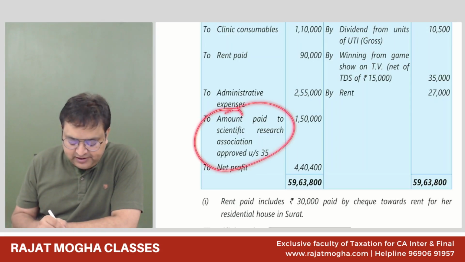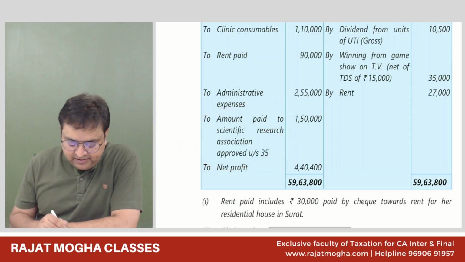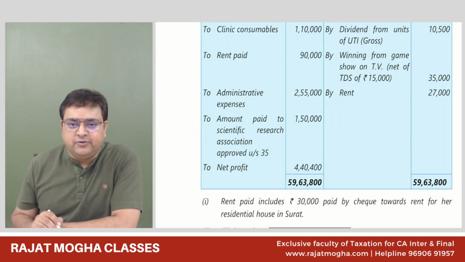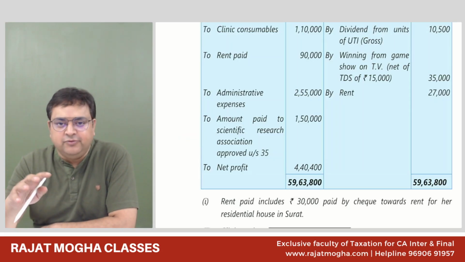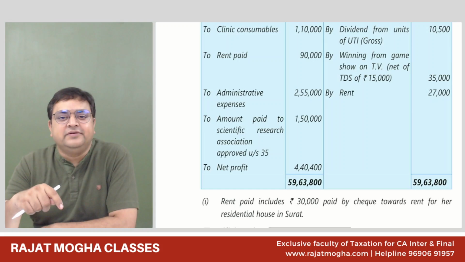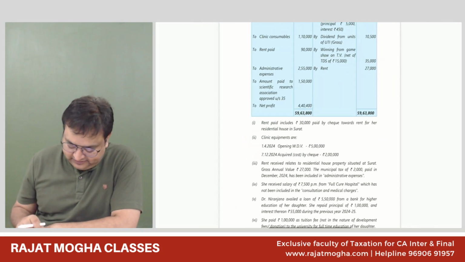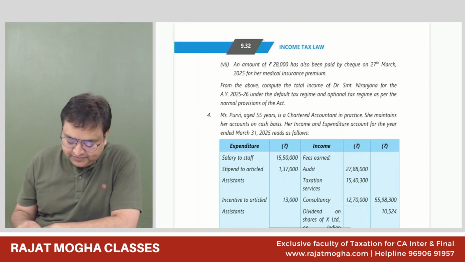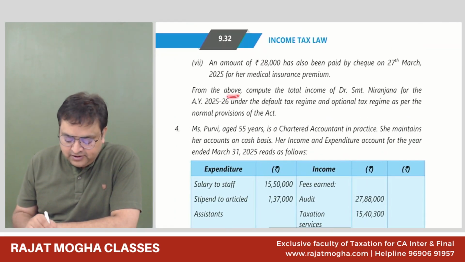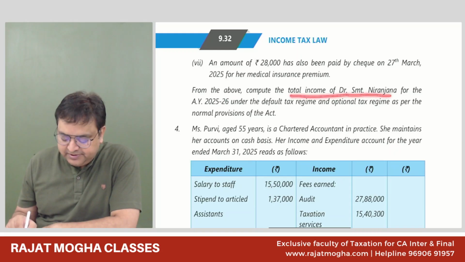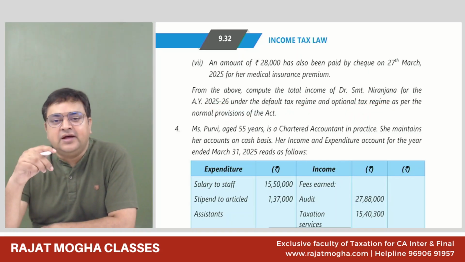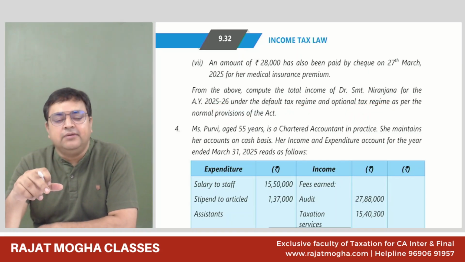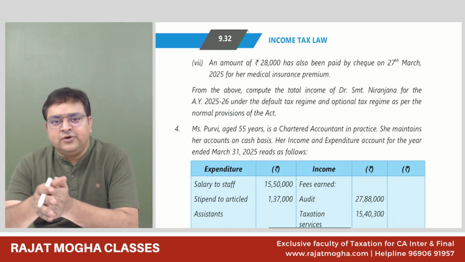So if you are following default regime, then it will not be allowed. But if you are following optional regime, then it can be allowed. Because you understand, in PGBP, outside research is only allowed in optional regime, not in default regime. Let us see what the question is asking from us. The question is asking, from the above, compute the total income of Srimati Niranjana for the assessment year under the default tax regime and optional tax regime as per the normal provisions. So they are telling us that please compute the income under both the regimes, default also and optional also.